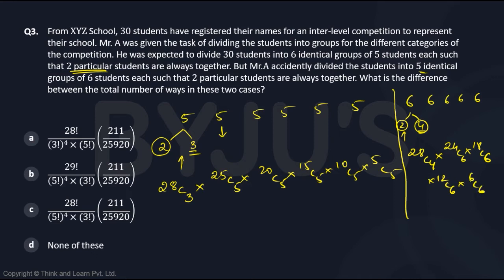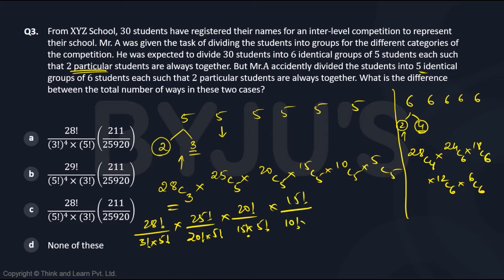They're asking us what is the difference between these two. So if you look at this, this is 28 factorial by 3 factorial into 5 factorial into 25 factorial by 20 factorial into 5 factorial into 20 factorial by 15 factorial into 5 factorial into 15 factorial by 10 factorial into 5 factorial into 10C5, which is 10 factorial by 5 factorial into 5 factorial, and 5C5 is 1. Similarly, you can see what all gets cancelled. 10 factorial is cancelled, 15 is cancelled, 20 is cancelled, and 25 also gets cancelled.